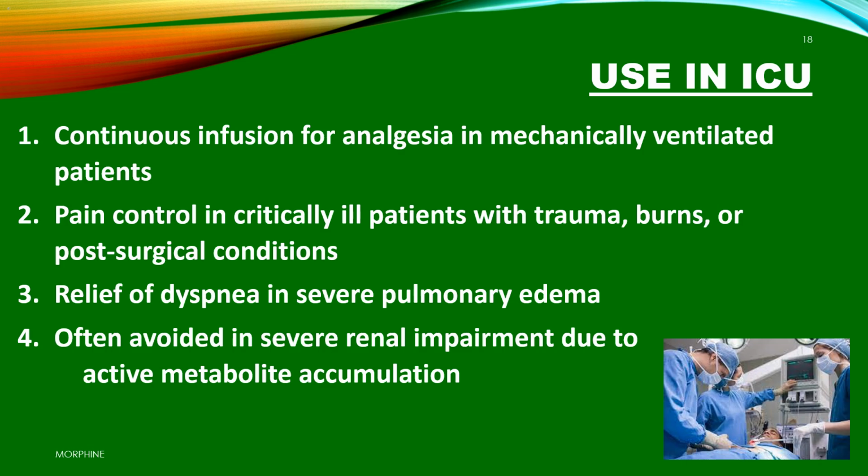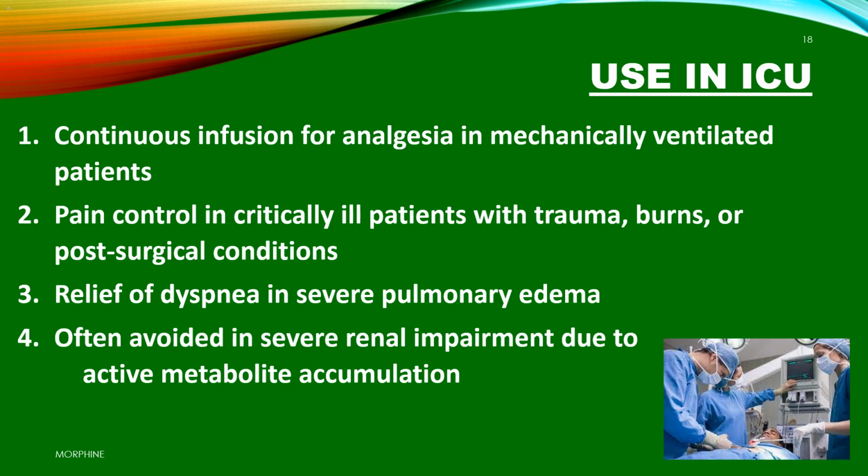1. Continuous infusion. Morphine is administered as a continuous infusion to provide consistent analgesia for mechanically ventilated patients, ensuring their comfort and reducing stress. 2. Pain control. Morphine is used to manage pain in critically ill patients with trauma, burns, or post-surgical conditions, helping to alleviate their discomfort and promote recovery. 3. Relief of dyspnea. Morphine is effective in relieving shortness of breath in patients with severe pulmonary edema, improving their respiratory comfort and reducing anxiety.